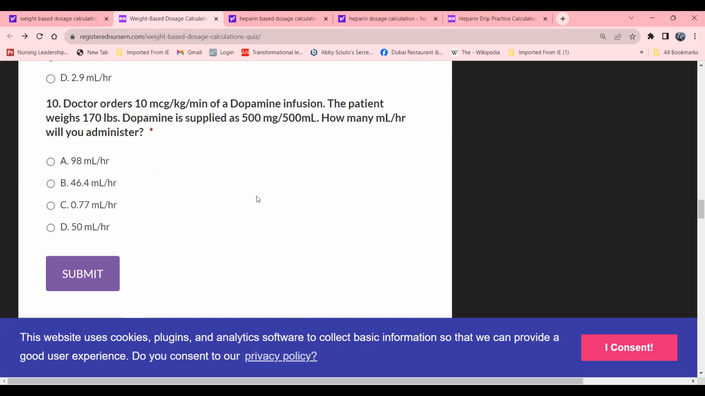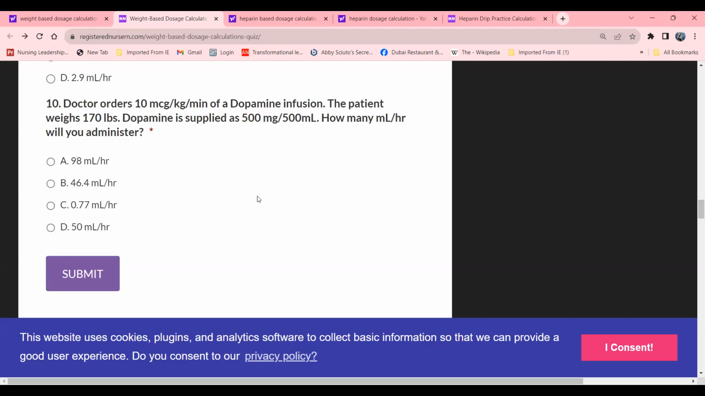Okay, let's do number 10. Now, the difference in this one is it's still asking you for mLs per hour, so it's still going to be desired over half here. Okay, what's your desired dose? 10 micrograms per kilogram. Okay, and we have on hand 500 milligrams per 500 mLs. Okay. So we just got to change the weight from pounds to kilograms.